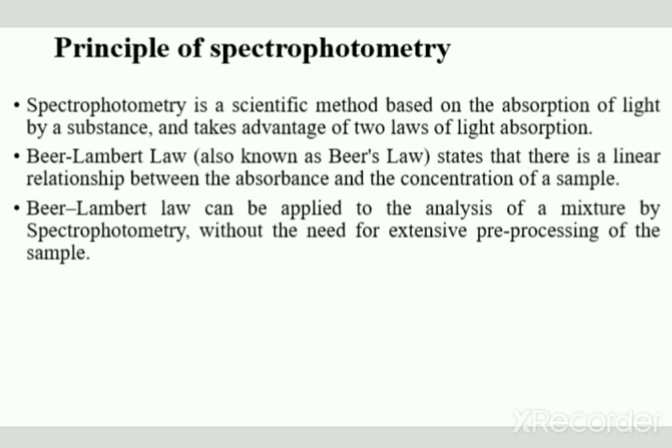So now the principle of spectrophotometry. This is a scientific method which is generally based on the absorption of light by a substance, and it takes advantage of two different laws of light absorption. So which are these laws? The first law is Lambert's law, or you can also call it Beer's law.